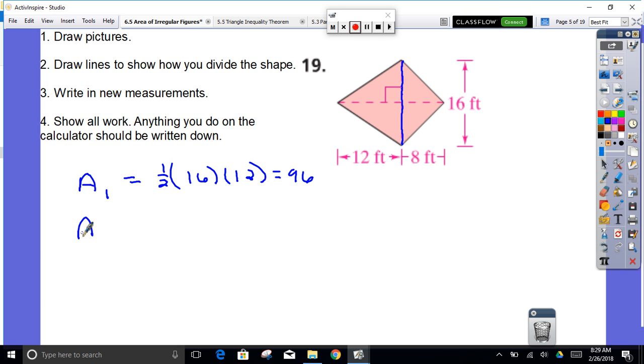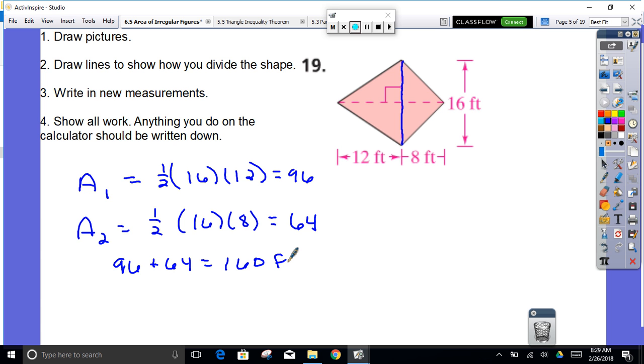The area of triangle 2 would be 1/2. Its base is also 16. Its height is 8, so 1/2 16 times 8, which is 64. When you add 96 plus 64, you get 160 square feet.